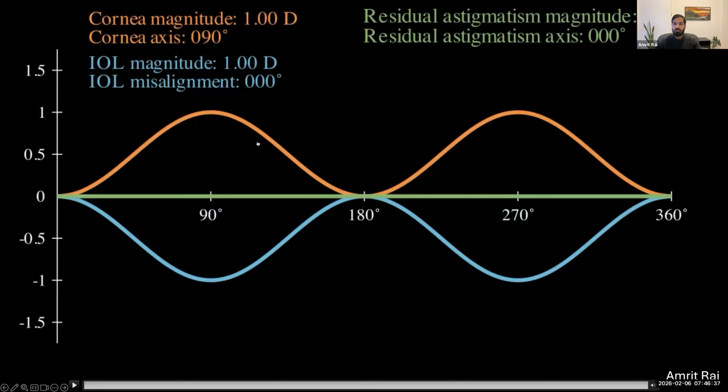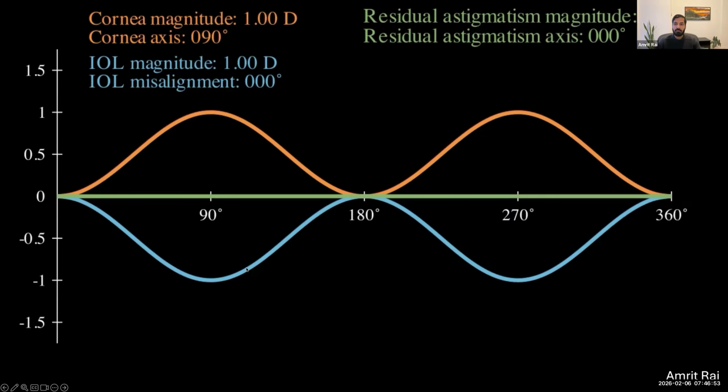When the IOL is perfectly aligned, we can see that the orange and blue curves are mirror images of each other, and so the green curve is 0 at all angles. If we add the orange and blue, they're an equal distance from that x-axis, so it all sums to 0. We have 0 residual astigmatism. But let's see what happens as that IOL begins to rotate or misalign. This can be represented by shifting the blue curve to the right.